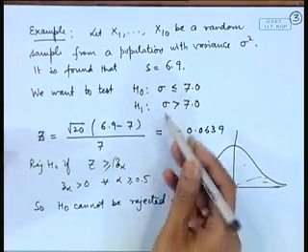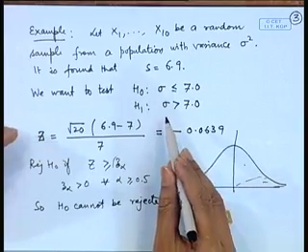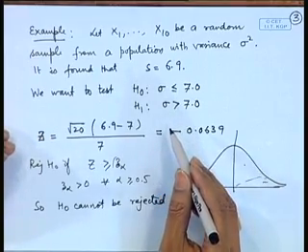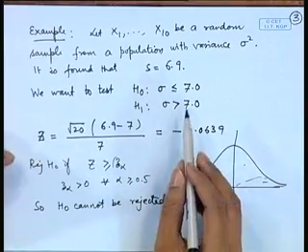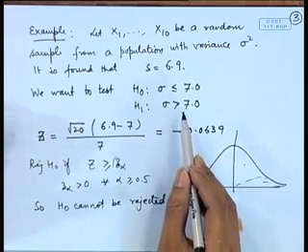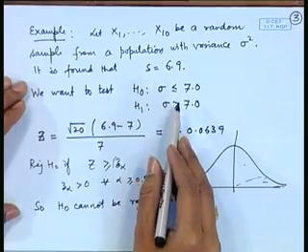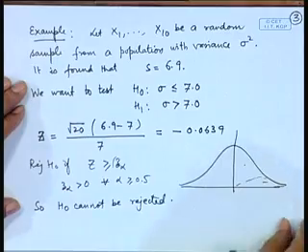Now, one may feel that since we cannot reject H naught, there is strong support for the hypothesis that the variance is smaller than 49, or the standard deviation is smaller than 7. But this is slightly a misnomer here.